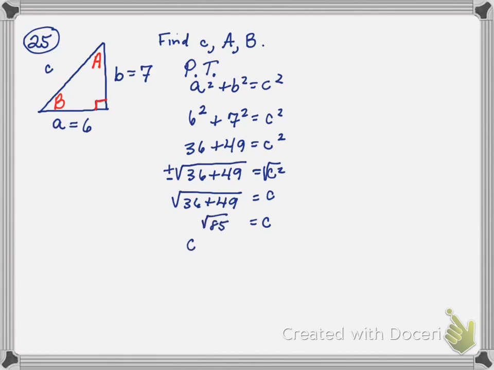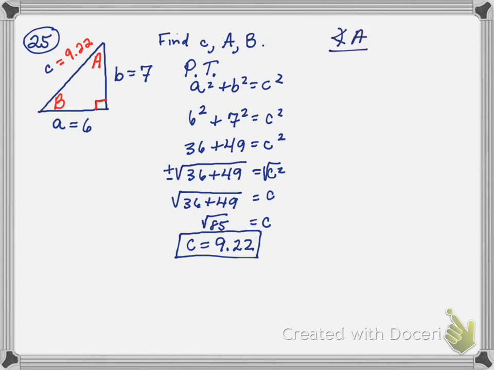And if you plug that into your calculator and round to 2 decimal places, I get 9.22. So we found side C, it's 9.22. Now I have to go after angle A and angle B. So what I'm going to do is I'm going to just write in here that this is 9.22 and that I'm going to go after angle A.